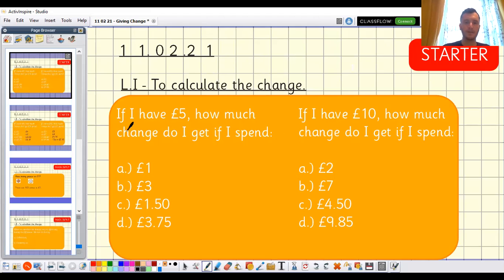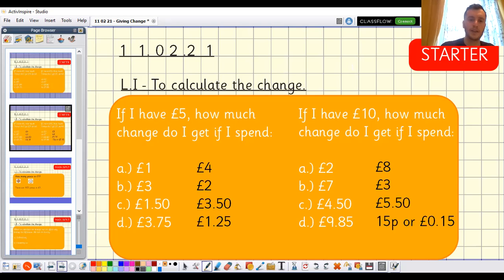If I have £5, how much change do I get if I spend A, £1, B, £3, C, £1.50, and D, £3.75? And if I have £10, how much change do I get if I spend A, £2, B, £7, C, £4.50, D, £9.85? As always, pause the video, have a go at those questions, and we'll come back together in a moment.